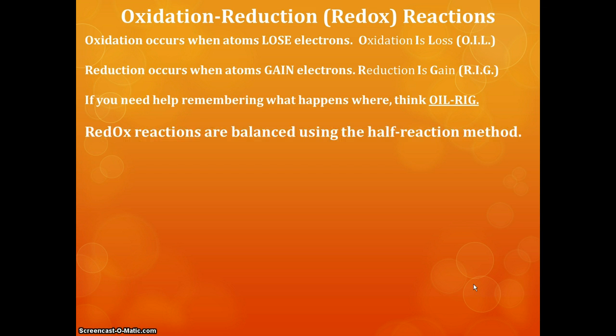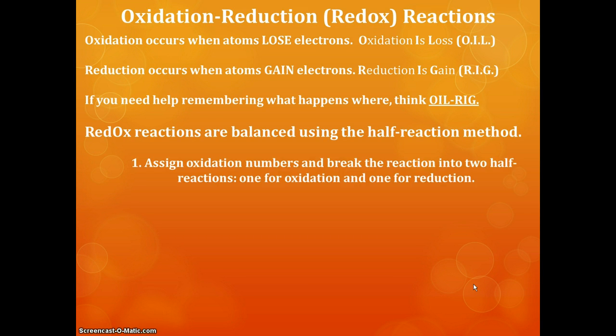Okay, so these redox reactions, or oxidation reduction reactions, are balanced using what's called the half reaction method. And that method has a series of rules as well that we'll lay out before we apply it. So the first thing we need to do is assign oxidation numbers so that we see who's changing in a positive way, who's being oxidized, and who's changing in a negative way, who's being reduced. So that once we get that, we're going to split this into 2 reactions.